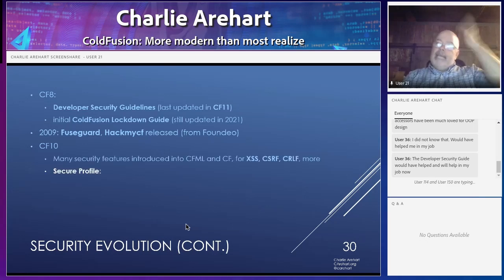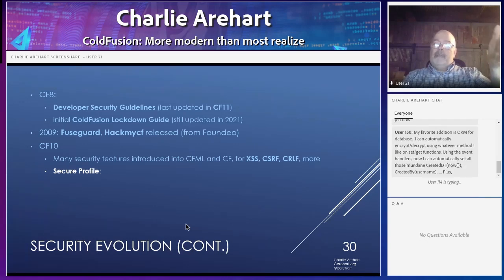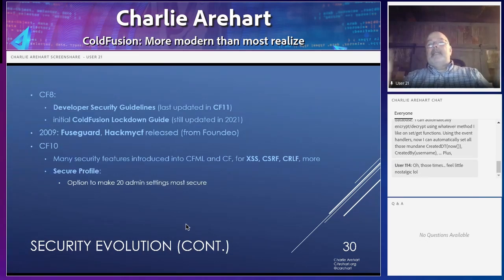And then CF10 was also where they came out with what's called the secure profile. So that's basically a single checkbox, which makes about 20 admin settings be their most secure setting. So for years, right, this is 10, they were telling people, hey, do this, make it more secure. And they finally said, look, we're going to stop asking people. We'll just give them a checkbox. During the install, you could say, hey, make these 20 settings more secure. And that's what the secure profile does.